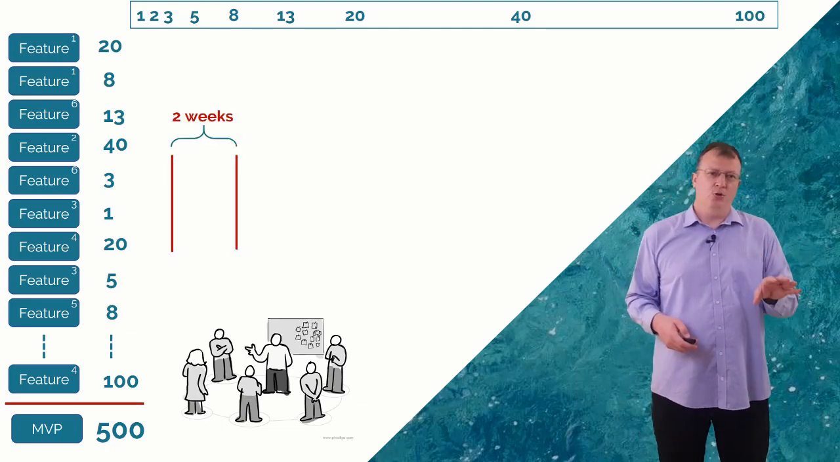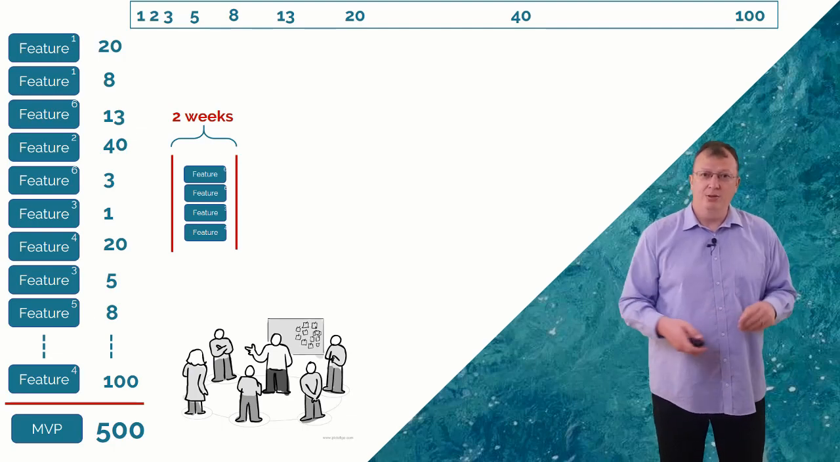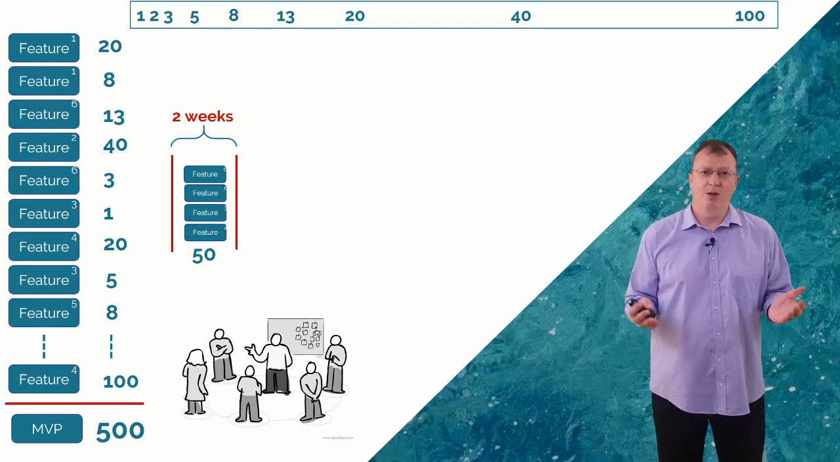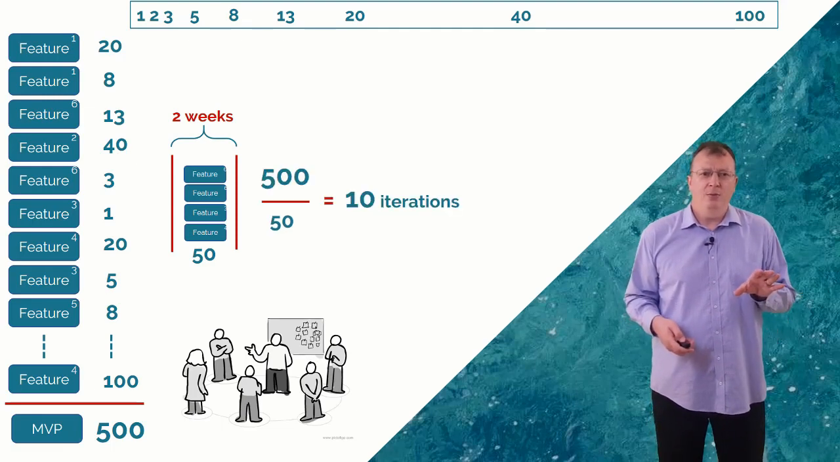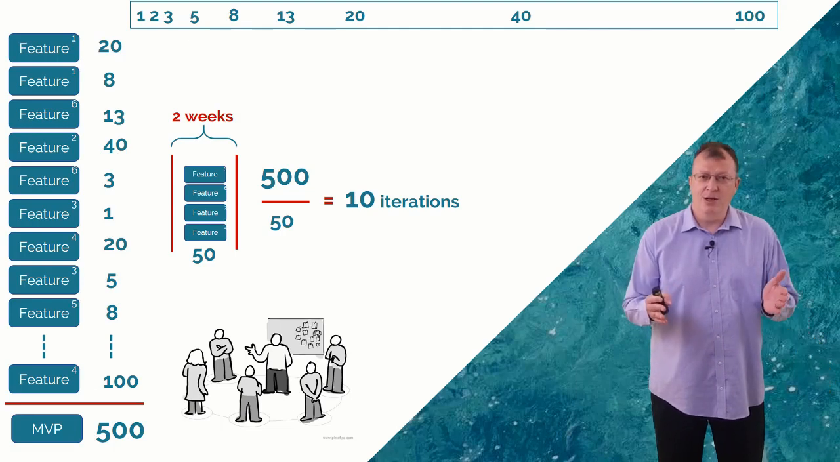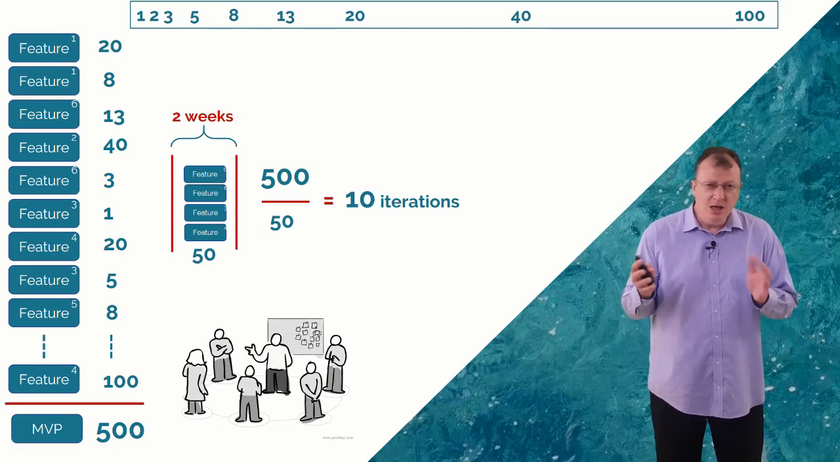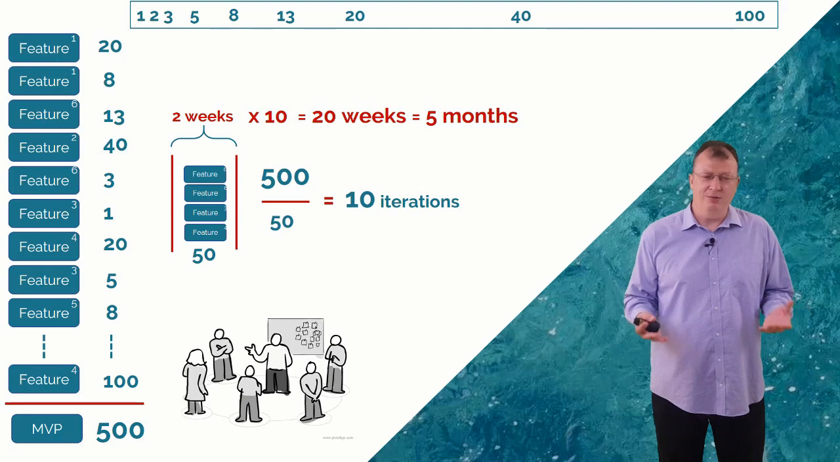Good. So we've got the 2 weeks. And then we say, how much can this team do in this 2-week iteration? And that totals up to some number, let's say 50, to make the maths a bit easier. And then we can say, if the total is 500, and we can do 50 in a time box period, then that roughly looks like it's going to be about 10 iterations. Fantastic. So in terms of months, that means it's about 20 weeks, which is about 5 months to do this.